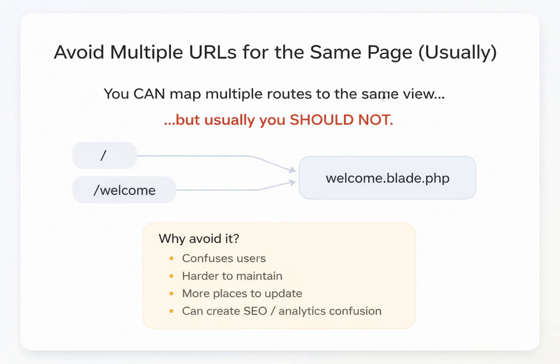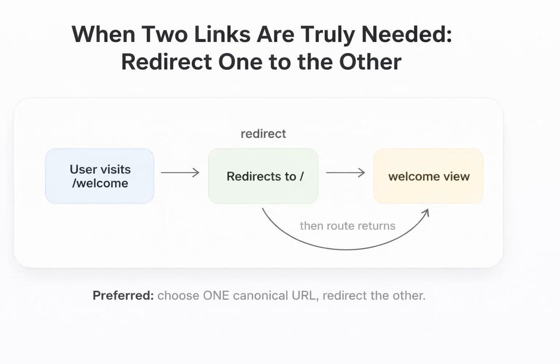Laravel allows you to point more than one URL to the same view. For example, both / and /welcome could show the same welcome page. But in most normal projects, that's a bad habit. It confuses people, it increases maintenance, and it creates multiple entry points to the same content, which can also complicate SEO and tracking. If there's a real reason to support two links, the cleaner approach is to pick one canonical URL and redirect the other to it.